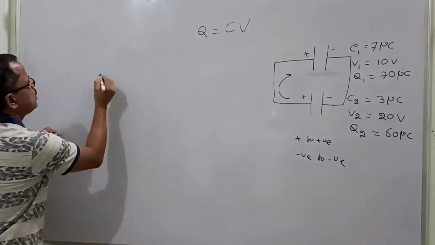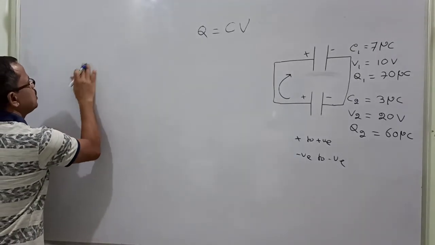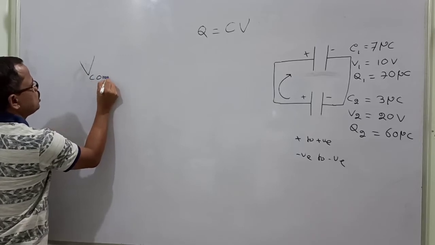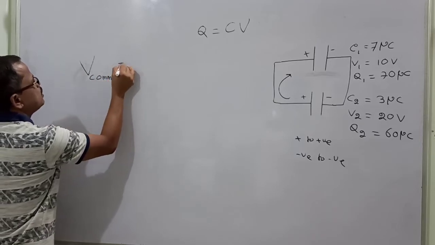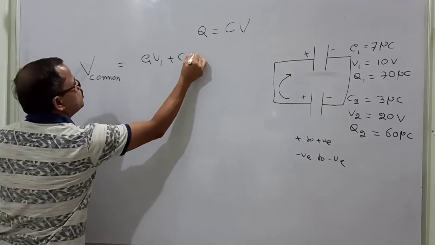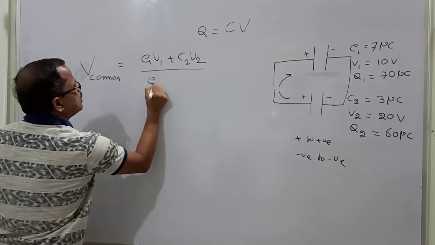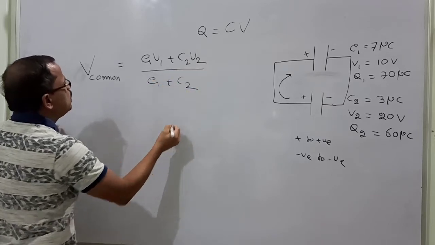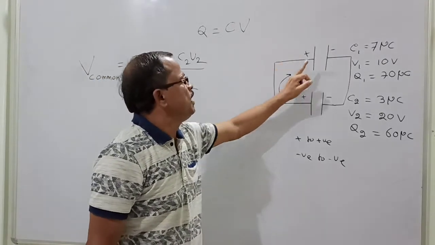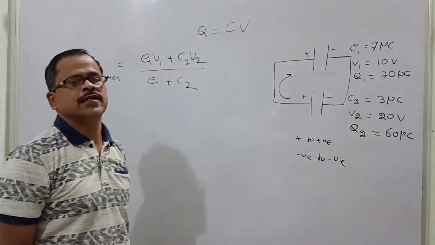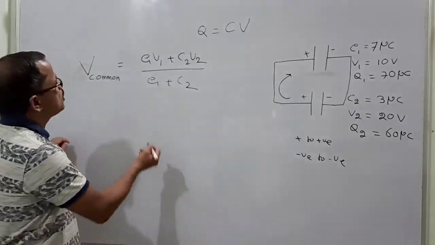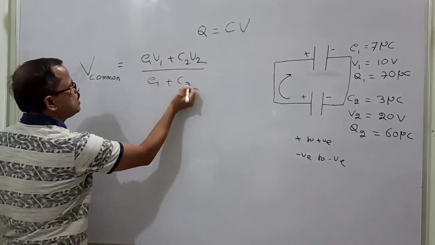So look here, the common potential, V common. The common potential formula is equal to C1 V1 plus C2 V2 divided by C1 plus C2. This is the common potential formula if positive to positive, negative to negative are connected. So here I have connected positive to positive, negative to negative in this figure. So the common potential is C1 V1 plus C2 V2 by C1 plus C2.